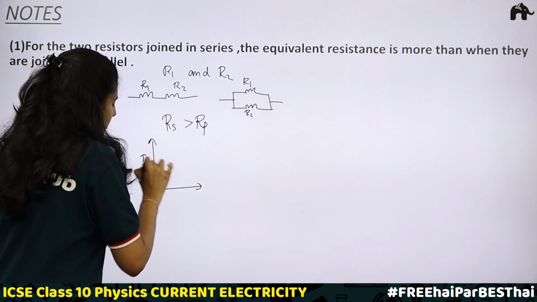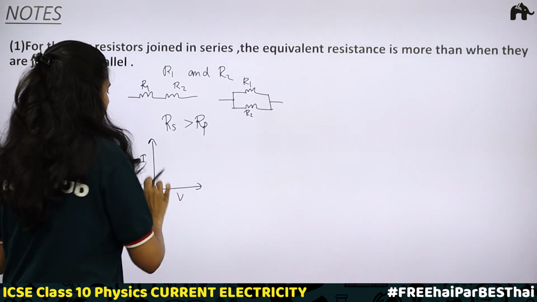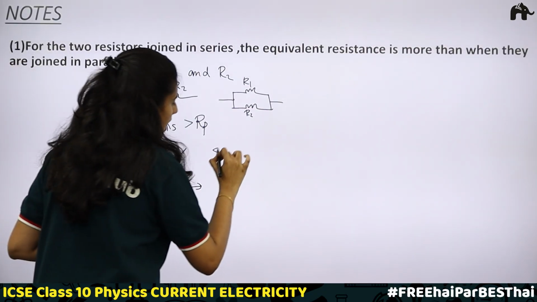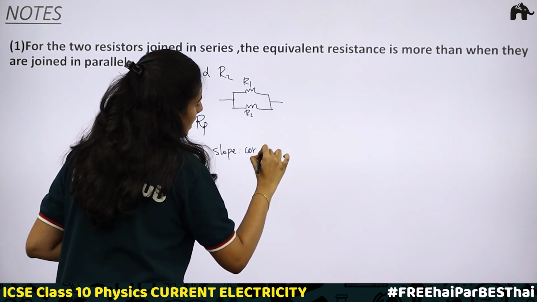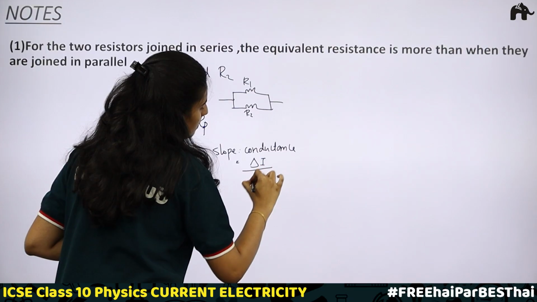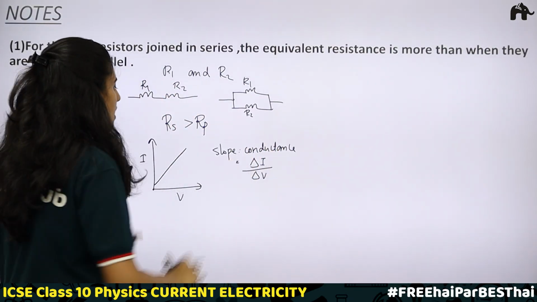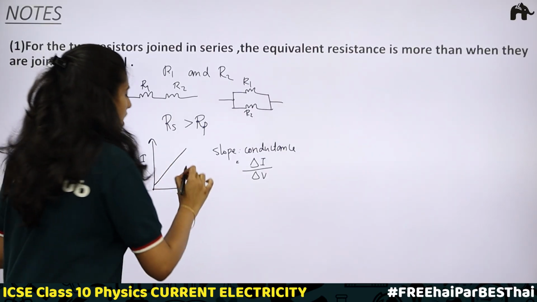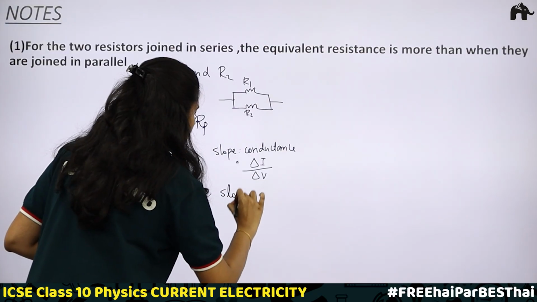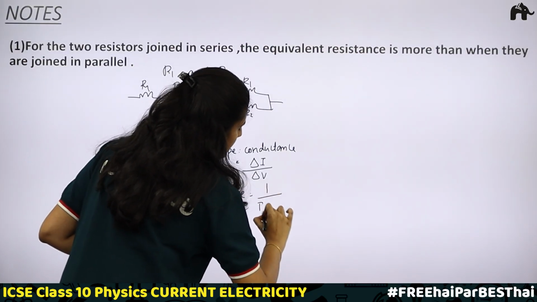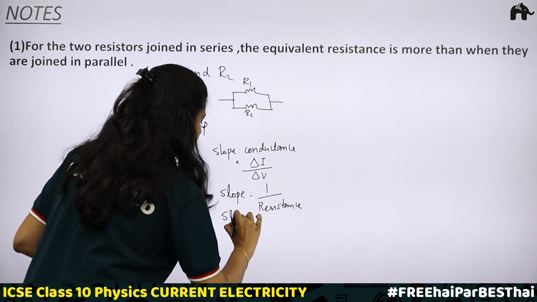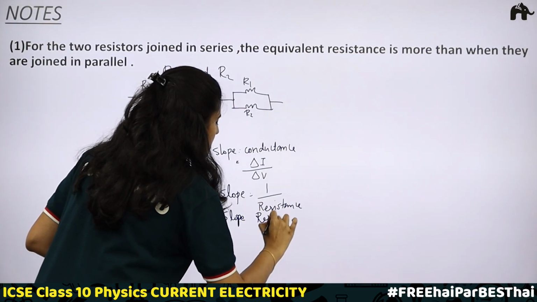Okay, this is the IV graph. Voltage along the x-axis and current along the y-axis. What does the slope of this graph give you? Slope of the graph will be giving you the conductance, which is equal to delta I by delta V. Okay. Now, with the slope, how to connect it with the resistance? We know slope is conductance, which means the slope will be equal to 1 by resistance. That is, when slope increases, what happens to resistance? Resistance decreases.